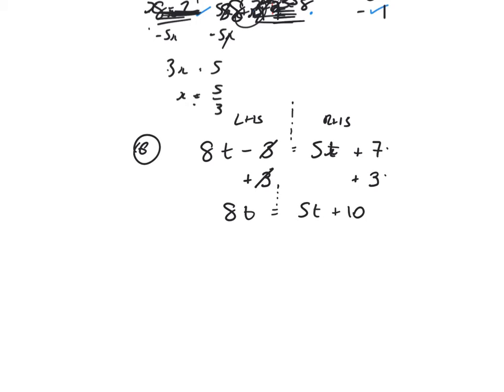Letter terms to the left, number terms to the right. 8t is okay, but 5t shouldn't be on the right hand side, so I need to get rid of it from both sides. Okay, so 8t take away 5t is 3t. What's left on this side? Well, they two cancel out, and that just leaves me with 10. And then bring the 3 down, divide, and it's 10 divided by 3, final answer. Okay, example 7.